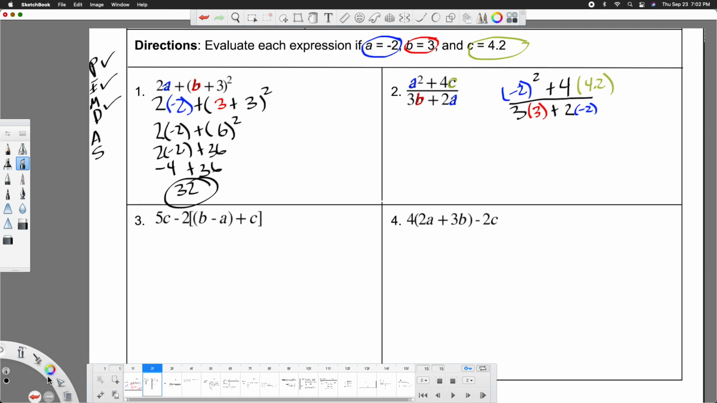We want to make sure that we're clear on that one: the parentheses mean that there's something to do, some operation to simplify, like 3 plus 3. So exponents would be the first piece. We have -2 squared. Remember, that's -2 times -2, positive 4, plus 4 times 4.2, 3 times 3, plus 2 times -2.